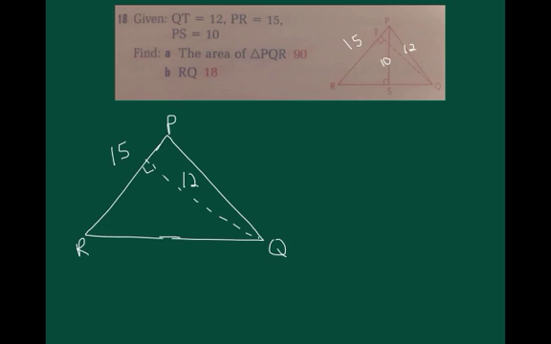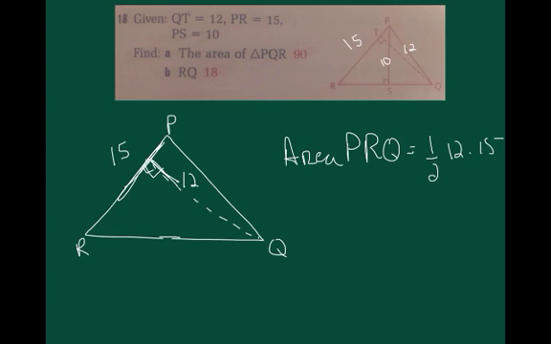If I redraw the triangle, I can see that I'm going to use 15 as my base, even though it's not on the bottom, and 12 as my height, even though it's not drawn vertically, because I'm looking for the area of PRQ. It doesn't matter which side is my base or which side is my altitude. All I need is a side that is perpendicular to an altitude, and certainly PR and TQ will do. So my area is going to be 1/2 times 12 times 15, which equals 90.